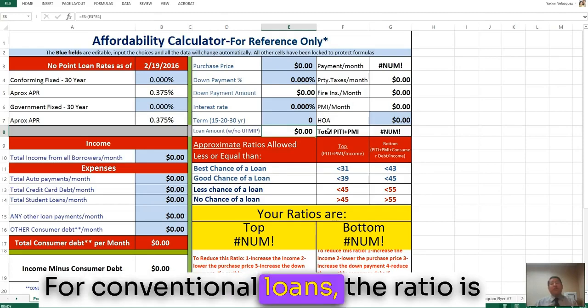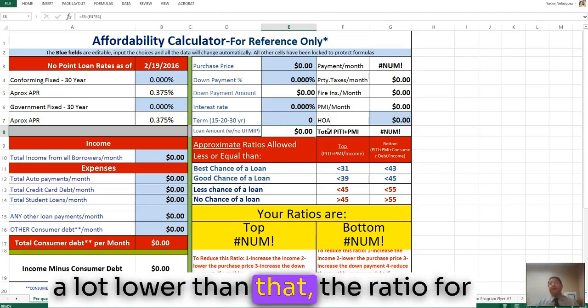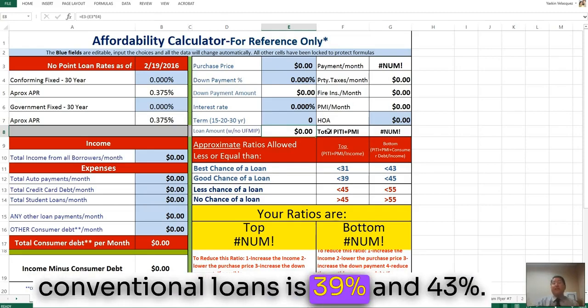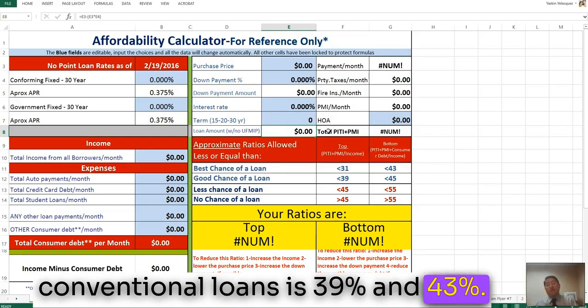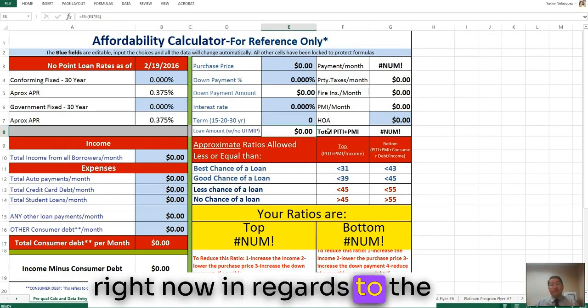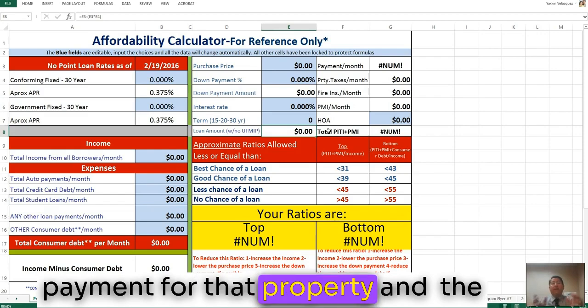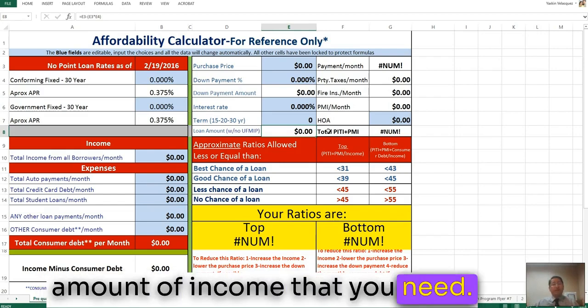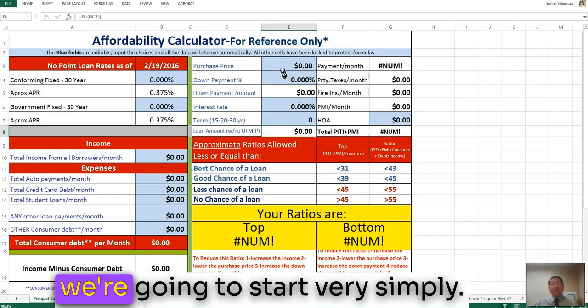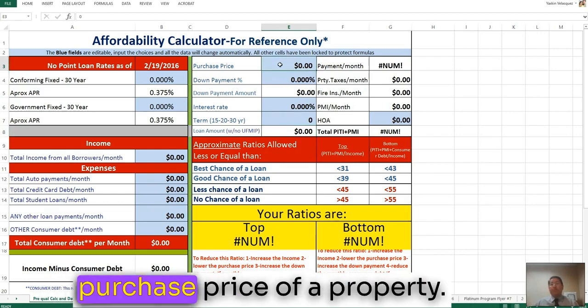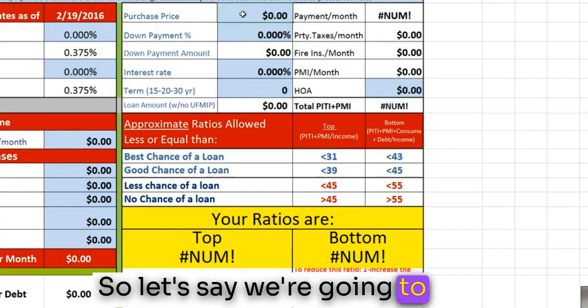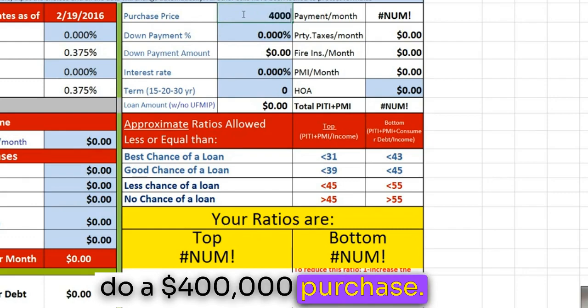For conventional loans, the ratio is a lot lower than that. The ratios for conventional loans are 39% and 43%. That's what you need to know right now in regards to the payment for that property and the amount of income that you need. So in order to calculate this, we're going to start very simply. We're going to put in a purchase price of a property. So let's say we're going to do a $400,000 purchase.